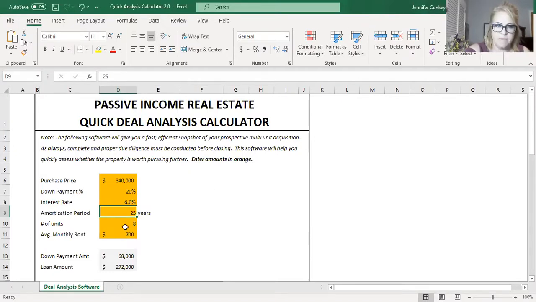All right. Then we have a number of units, and then we have average monthly rent. So when I'm actually doing a full analysis, I am not just taking number of units and then average monthly rent. Because sometimes with a multifamily, particularly an apartment building, you're probably going to have different size units that have different size rents.